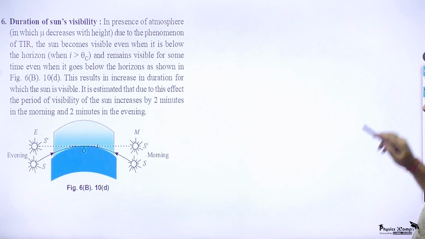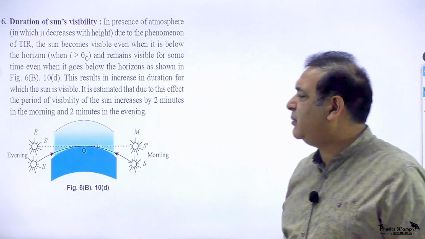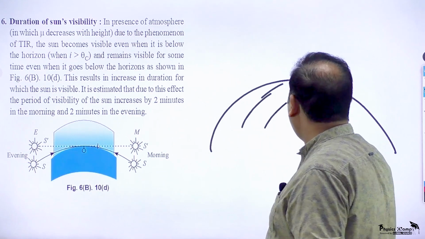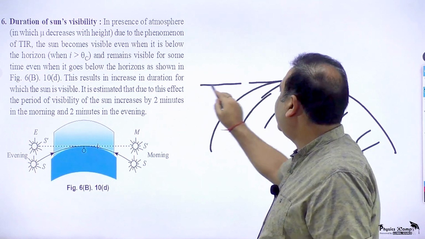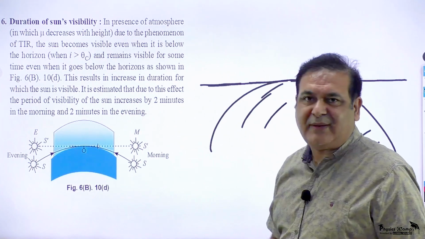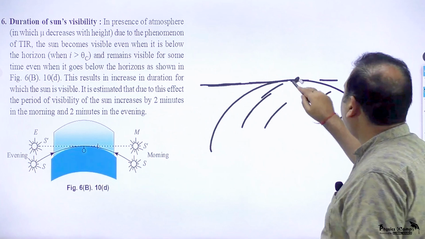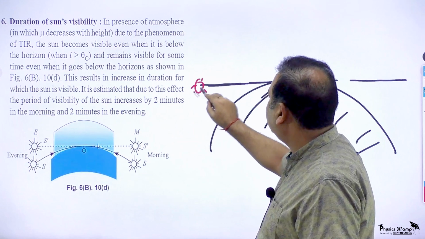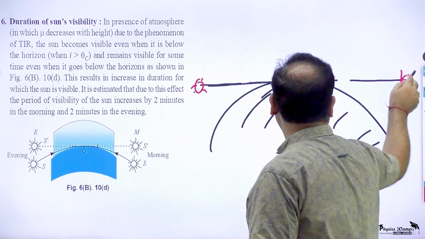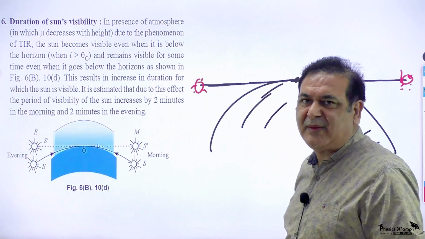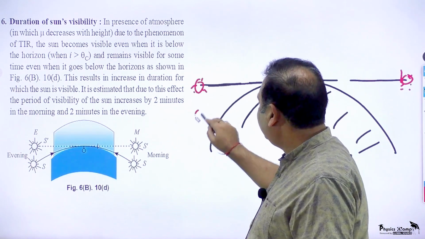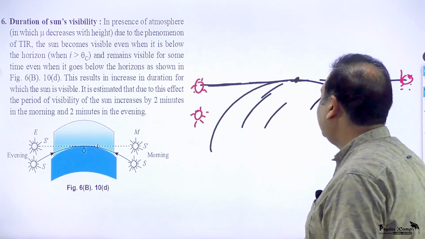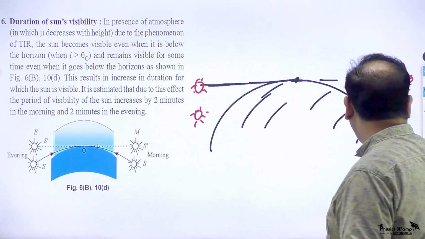And then the last point, duration of the sun's visibility. Generally, it is expected that once you are on Earth, and this is the horizon, the horizontal line I can imagine, and if you are on Earth over here, then once the sun is below this line, at the time of sunset or sunrise, it should not be visible. But it is not so. The reason is, even if the sun is much below that horizontal line, the sunlight will reach you. And it is all because of refraction.